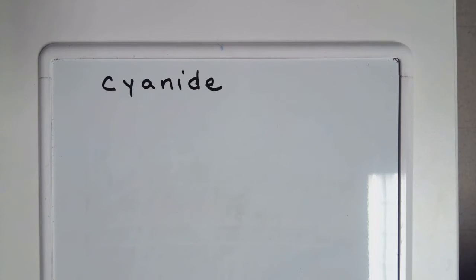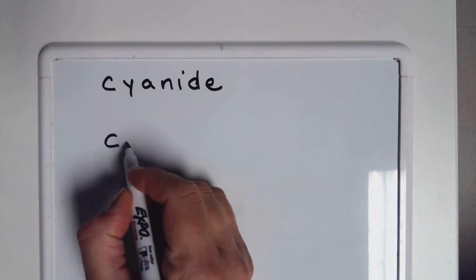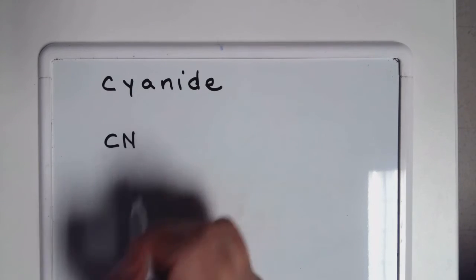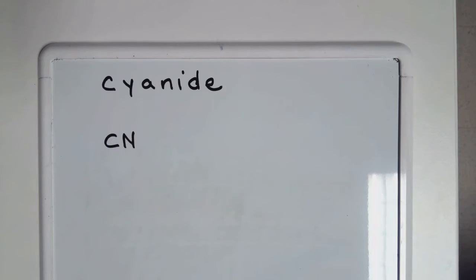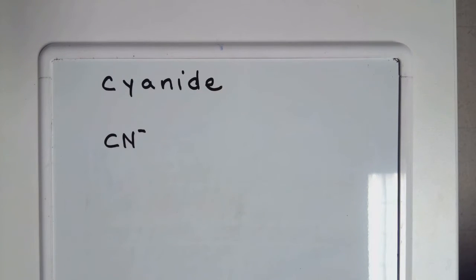Our ion this week is cyanide. I'm Mrs. McKinney, but this is also for Mrs. Grant's class. The formula for cyanide is carbon and nitrogen, just two elements, no subscripts, bringing in one electron: CN1 negative.